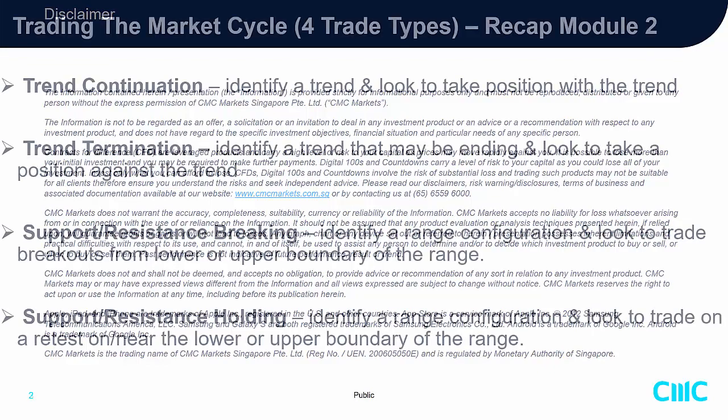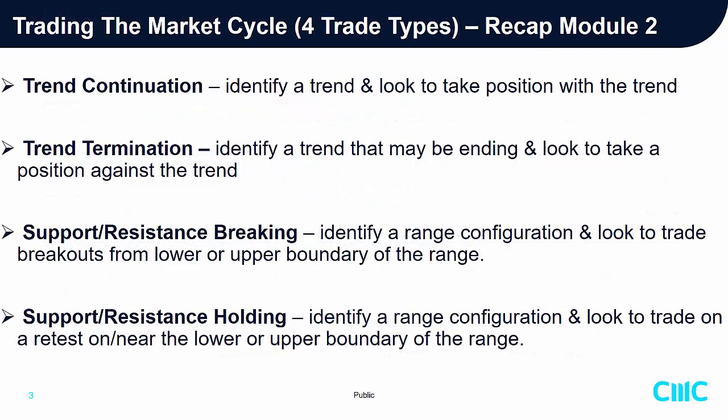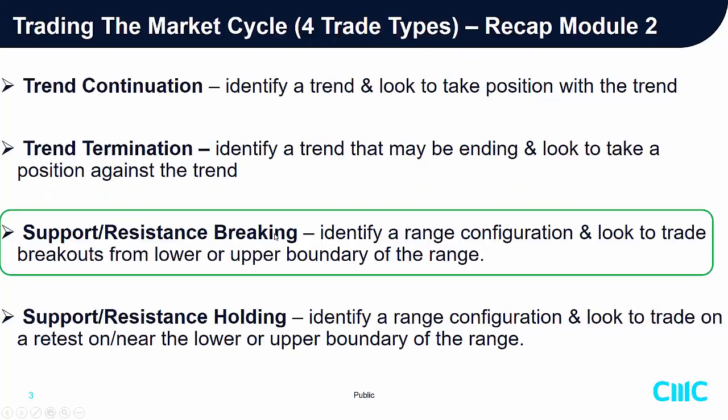All right. So if you could recall, in my Module 2 I highlighted that there are actually four main types of trade that we could execute in a typical market cycle. So in this volatility breakout strategy, I'll be covering this particular support and resistance breaking. That means we have to identify a range configuration first and look to trade breakouts from the lower and upper boundary of the range. All right.